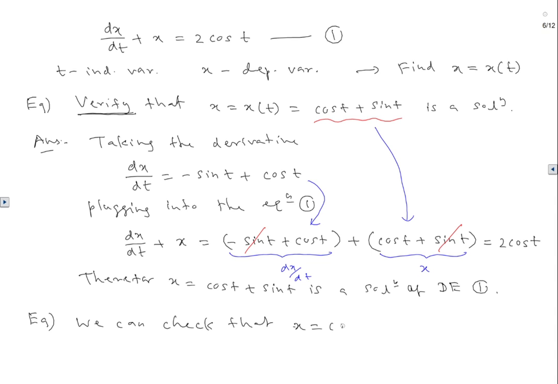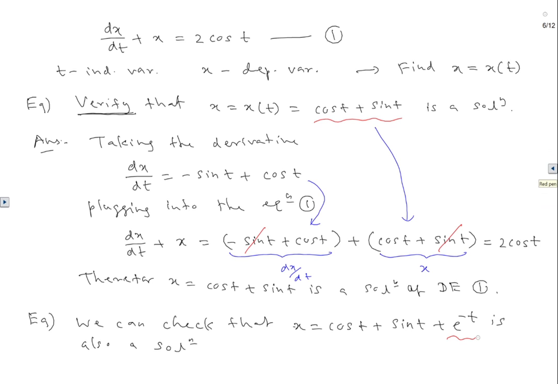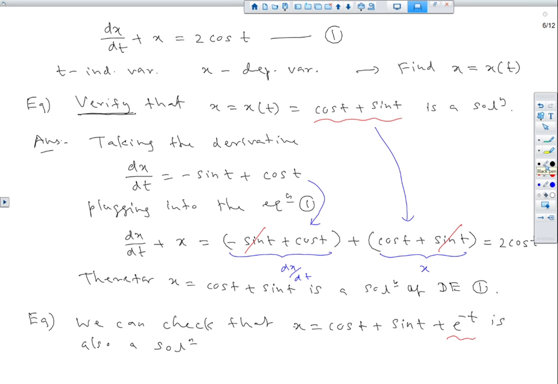x equal cosine t plus sine t plus e to the negative t is also a solution. So what we do, you can see we add an extra term here, but you can see that that's still the case. Okay, so let's see whether that's the case. We can check that x equal cosine t plus sine t plus e to the negative t is also a solution. So let's do the same thing as we did before.